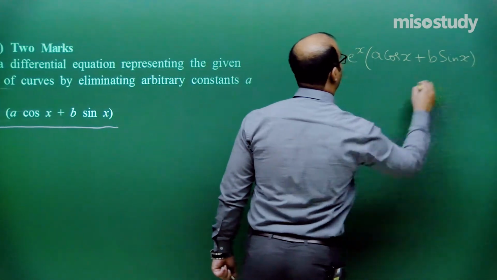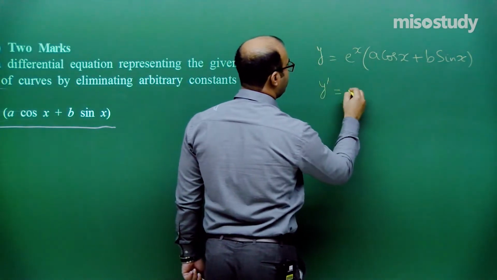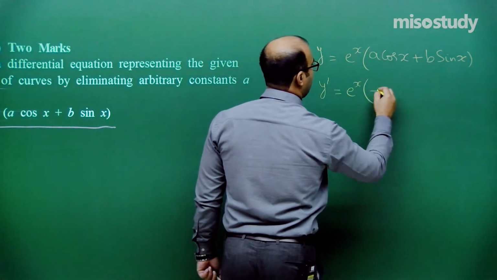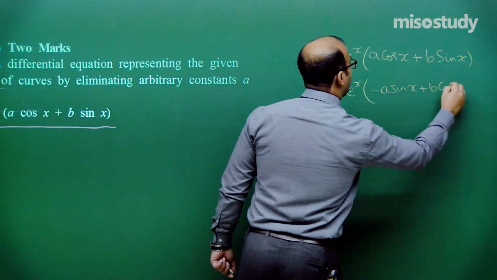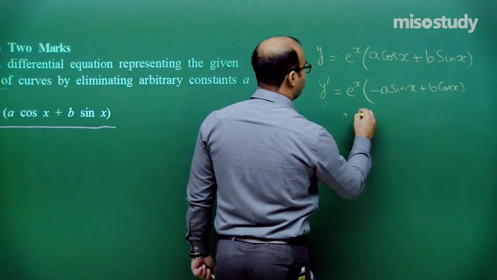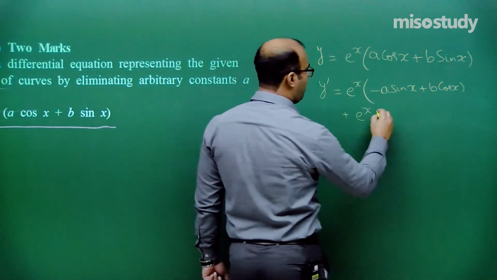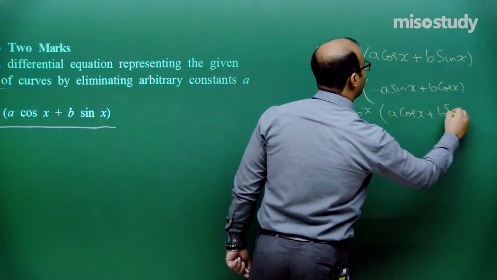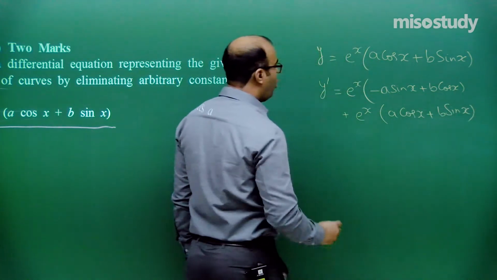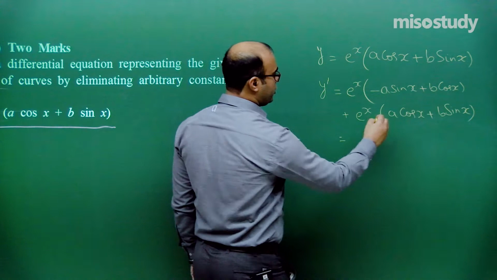when we differentiate it the first time, we will get y dash is equal to e to the power x into minus a sin x plus b cos x, plus e to the power x, which is the differentiation of e to the power x, into a cos x plus b sin x. So the product rule we have applied over here. Now we will write it on simplification like this.